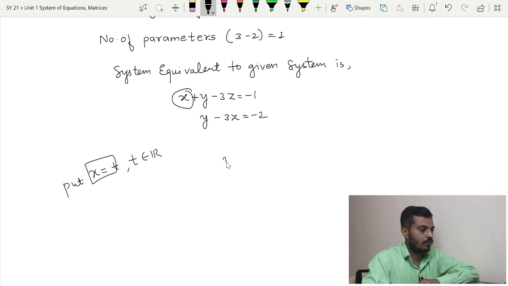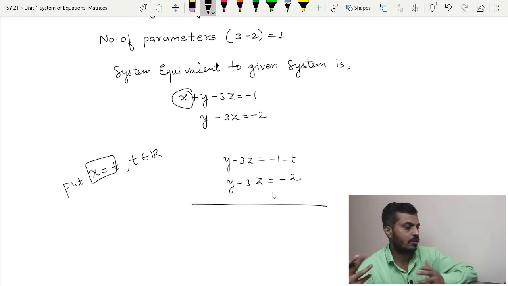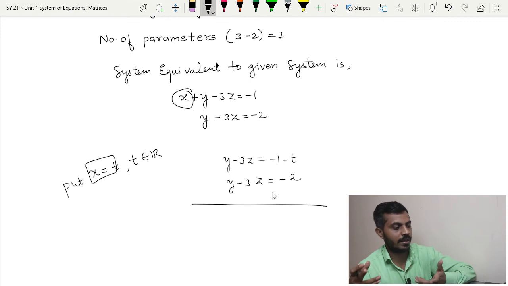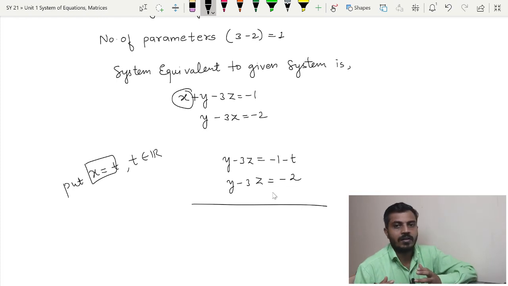Actually we will have y minus 3z is equal to minus 1 minus t and y minus 3z is equal to minus 2, and if you subtract, I hope we will not get anything. So it is not possible for us to get the values of y and z. Our ultimate aim is to find the values of x, y, z in terms of the parameter. So therefore the parameter for the variable x cannot be used in this case.